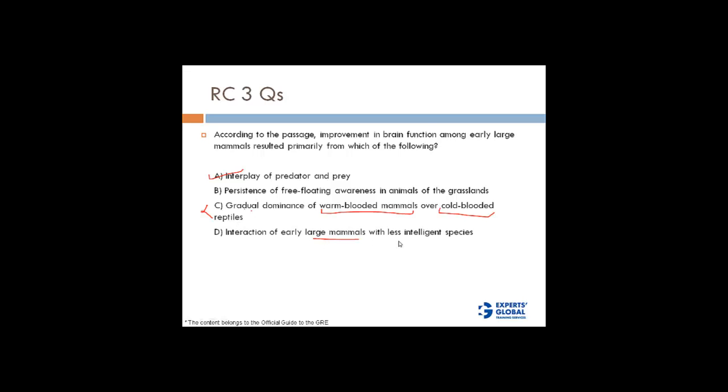Interaction of early large mammals with less intelligent species. Intelligence comes later and does not talk about interaction of early large mammals with less intelligent species. It actually talks about the interplay, or interaction, of predator and prey. So this is more correct. Improvement of capacity of memory among herbivores and carnivores. We are talking about herbivores and carnivores. Okay. So why didn't we pick this one? Persistence of free floating awareness in animals and of the grassland. So we are not talking about this. This is touched upon in the passage, of course, but it's not related to improvement of brain function. So improvement of brain function is a result of what? Interplay of predator and prey. So A is the correct answer.